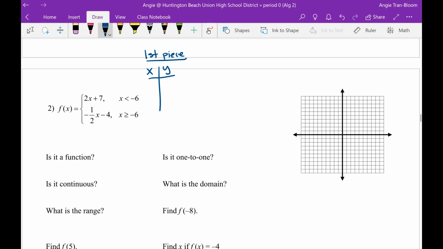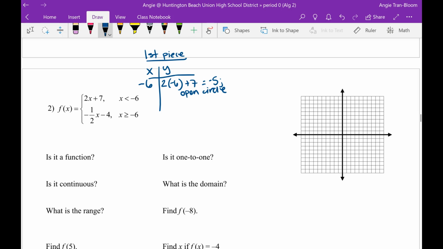First input. I would start with my negative what? 6. And what kind of circle would I have? Open. You're right. Okay. You want to start there. Even I know it doesn't equal, it has to be less, but I can have an open circle. All right, here we go. 2 times -6 plus 7. What's the output for this one? -5. Do you guys agree? And this is going to be what kind of circle? Open circle. Very good.